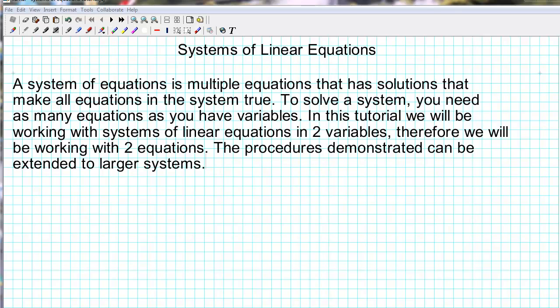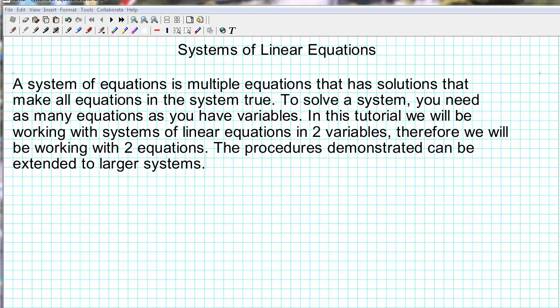Hi, this is Mr. T with a tutorial on solving systems of linear equations. When we talk about a system of linear equations, we're talking about multiple equations, and we are looking for single solutions or common solutions that will make all of the equations in the system true.